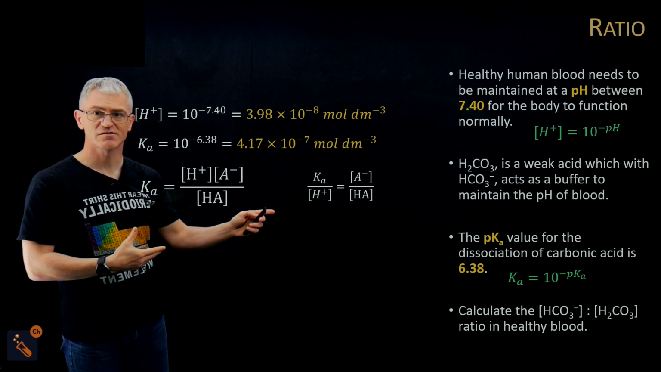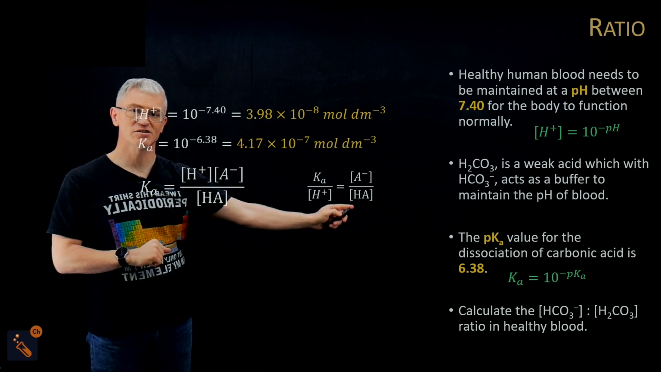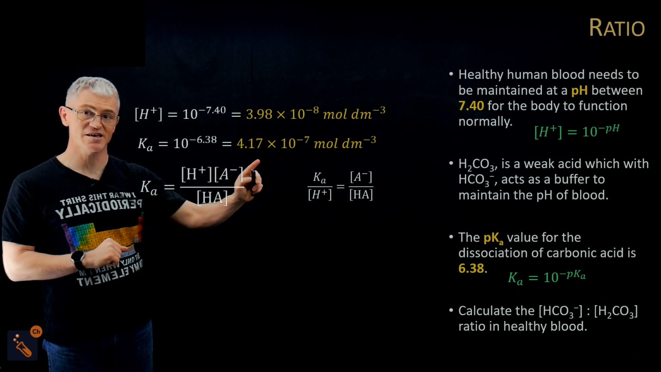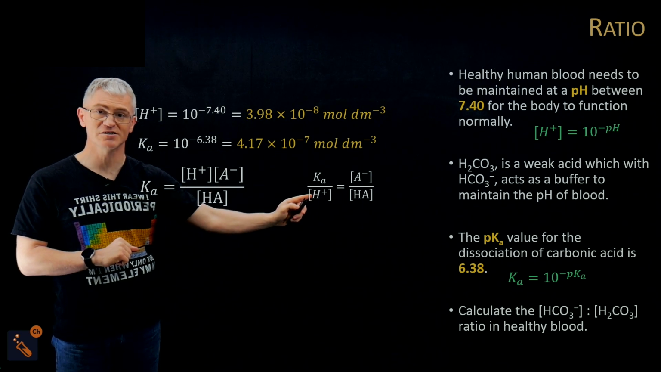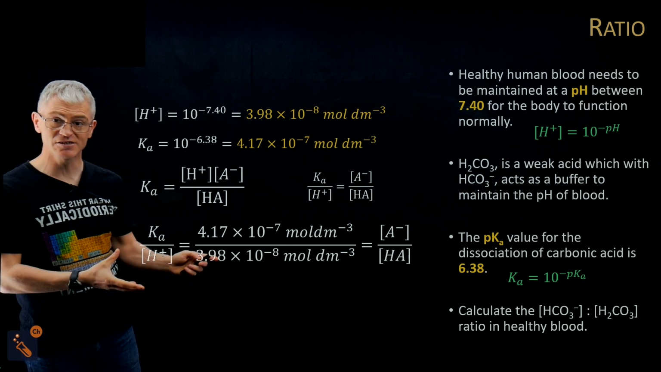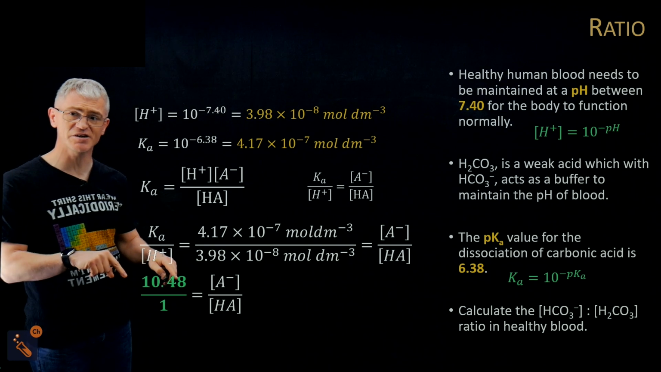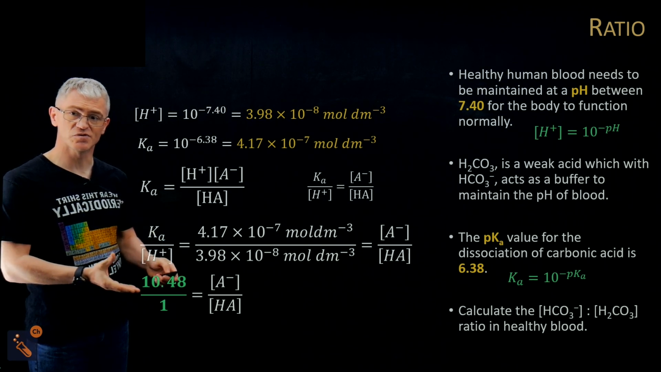So we can rearrange that by dividing by the H plus, and that gives us a ratio of A minus to HA. Now remember, you know this number because of the pH, and you know this number because of the pKa. If that's the case, you can put those into the equation. So we put the numbers in, and you can get a ratio. Now, that ratio is 10.48 to 1.